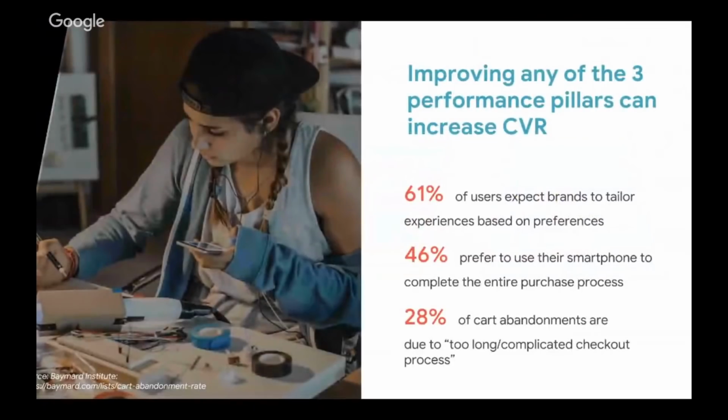On average, we see improving any of these 3 performance pillars can greatly increase conversion rate. A couple of stats to share with you. 61% of users expect brands to tailor their experiences based on preferences. Almost 50% prefer to use their smartphone in the entire purchase process, not just in the research phase. And almost 30% of cart abandonments are due to too long and complicated checkout processes. What this means is that working on your mobile website, whether it's from the beginning when they land, navigating throughout, or eventually converting, can have a really meaningful impact on your bottom line and your conversion rate.